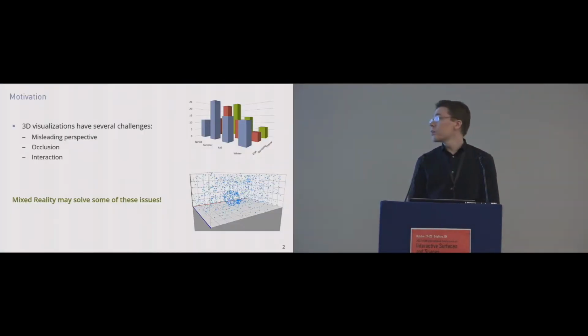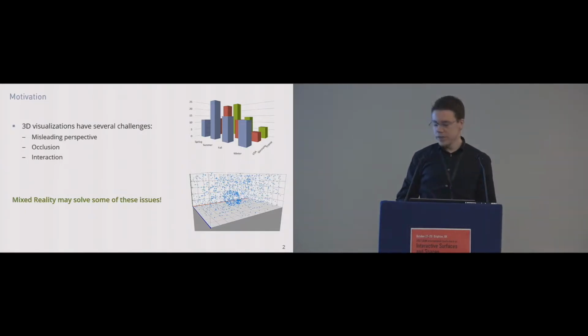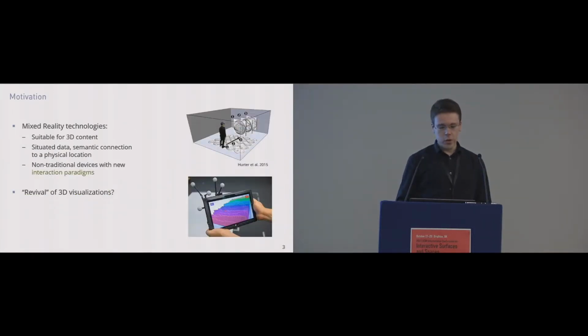So as you might know, 3D visualizations have several challenges, such as misleading perspective or occlusion. You can see this in the terribly drawn 3D bar chart that I created in Excel there. Or also interaction, just imagine having to select a data item in the 3D scatter plot down there. So these are well-known issues, but we believe that mixed reality today has the potential to address some of these issues. And why is that?